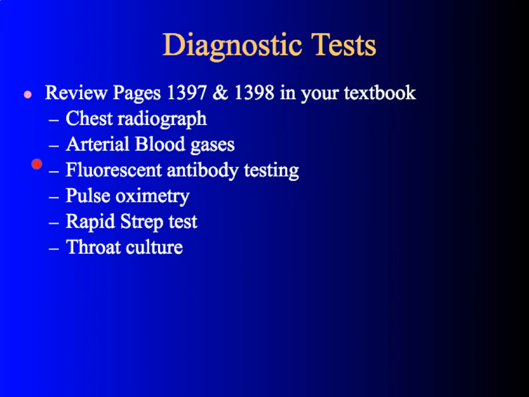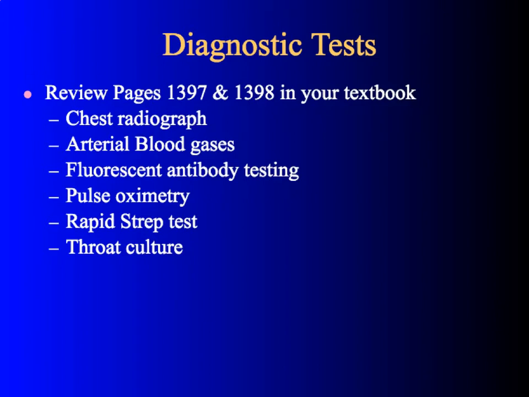I want you to review pages 1397 and 1398 in your textbook. It goes into great detail about the chest x-ray, and arterial blood gases, which is an invasive procedure and gives you actual partial oxygenation and partial CO2 levels and pH. There's fluorescent antibody testing, which is used to test for RSV and other viruses. There's pulse oximetry, which I believe you're familiar with, and that checks for oxygen saturation in the blood.